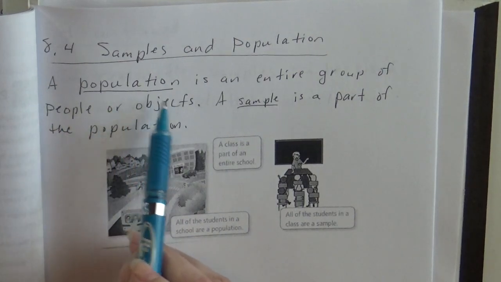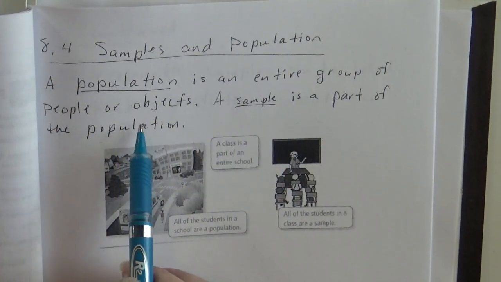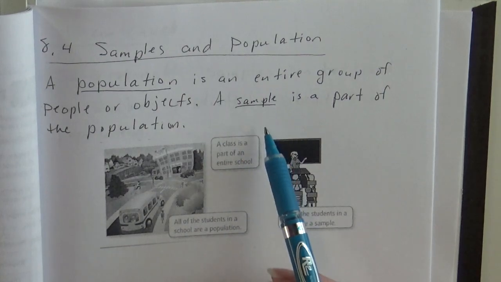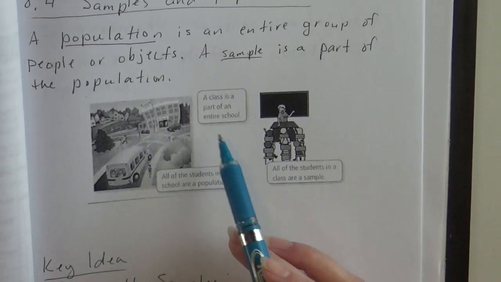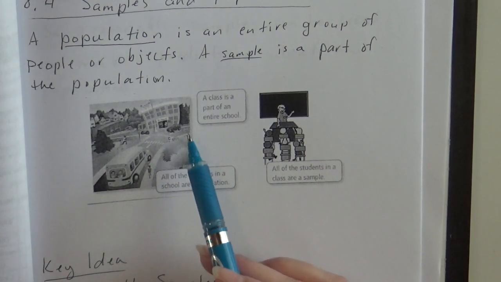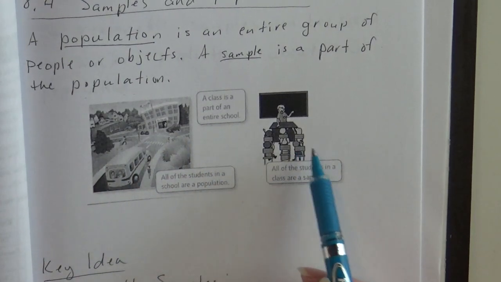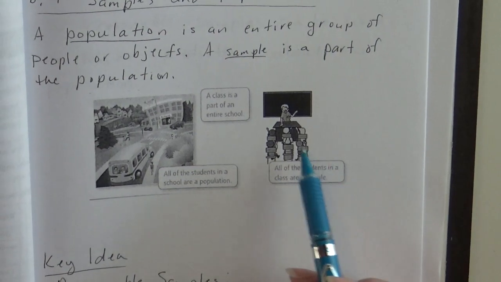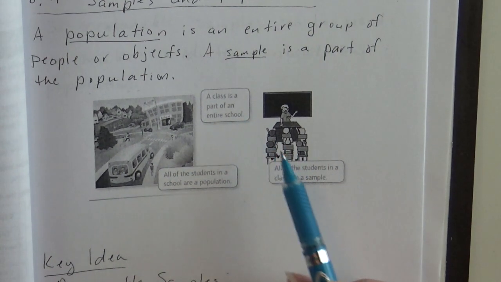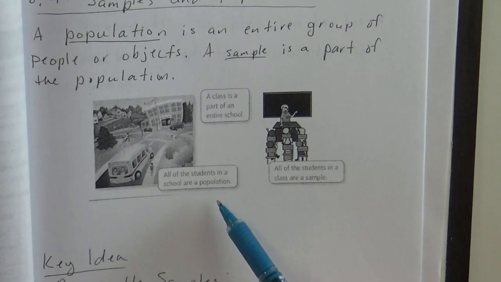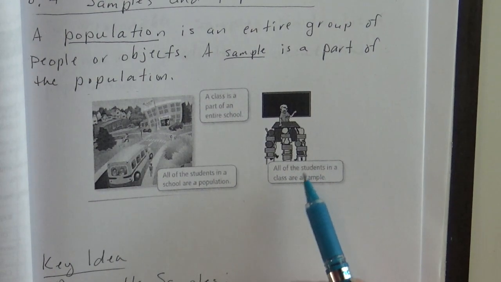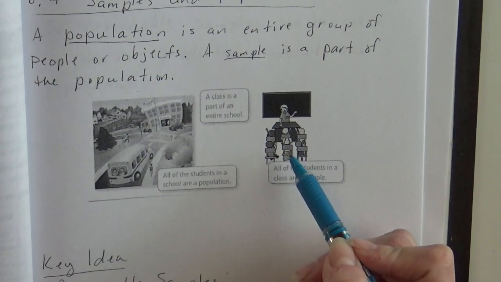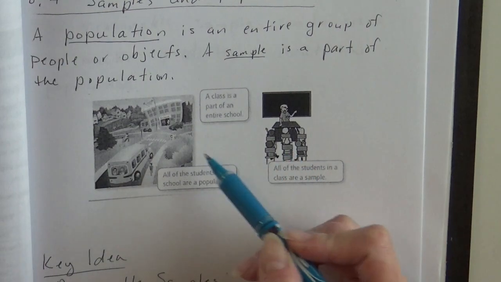A population is an entire group of people or objects. A sample is a part of the population. So in your notes you see that there's a picture of a school and then there's a picture of a classroom. And it says that a class is part of an entire school. All of the students in a school are a population. All of the students in a class are a sample. So the students in the class would be a sample of all the students in the school.